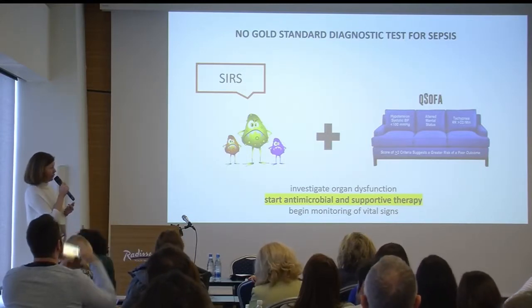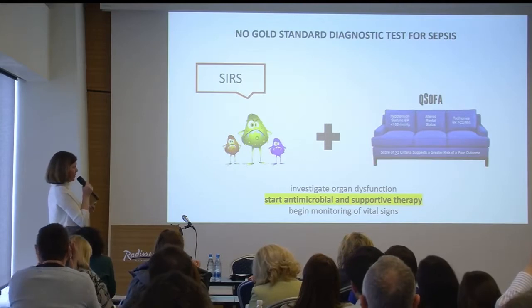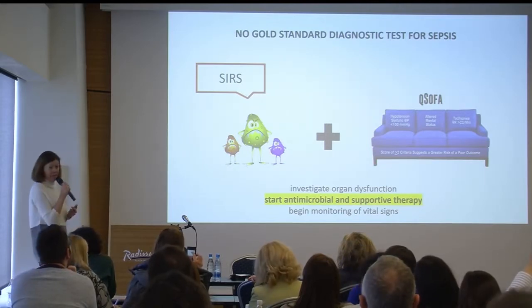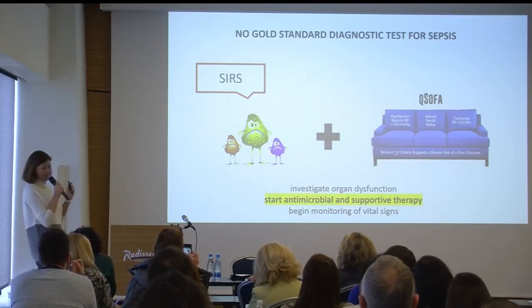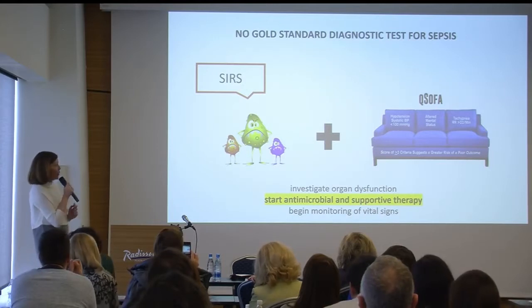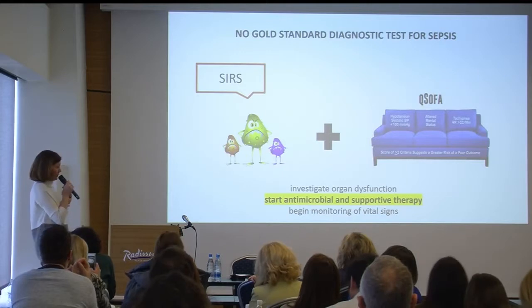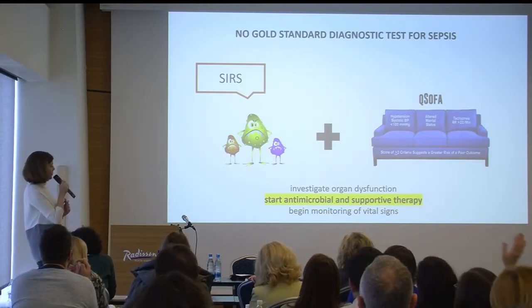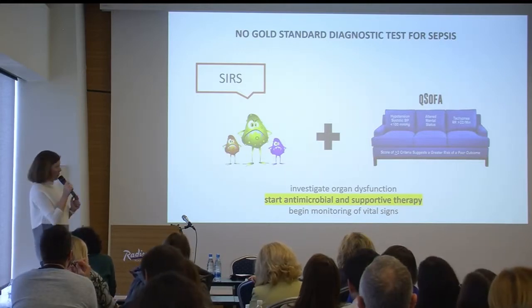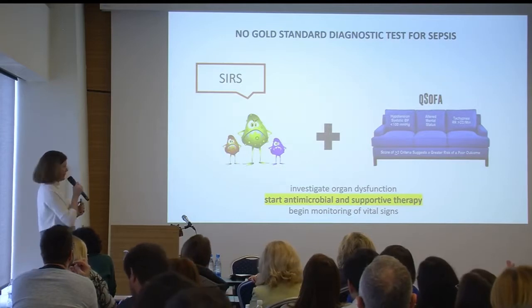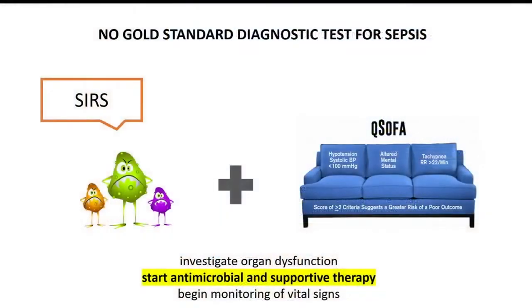And if we have more than 2 criteria of the QSOFA, and the patient is having infection, and in this case, SIRS still helps, we're talking about the patient who needs prompt antimicrobial and supportive therapy, the patient in whom we must investigate organ dysfunction and begin monitoring of the vital signs as soon as possible.